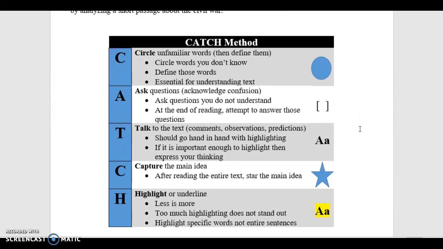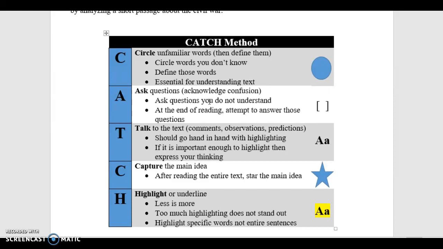It has 5 parts. C for circle unfamiliar words, then define them. It is important to circle words you don't know and then define them in order to get a better understanding of the text. A, ask questions or acknowledge confusion.